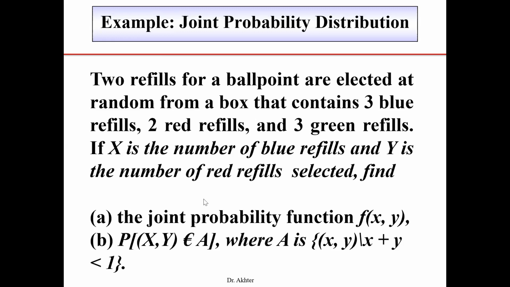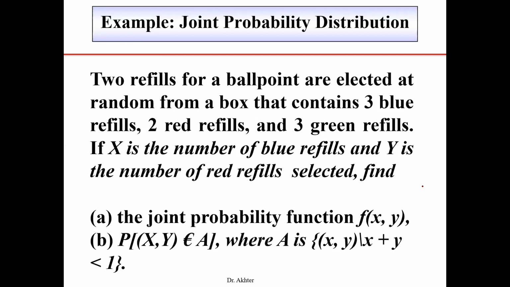You have to construct the joint probability distribution of the two variables. One variable is defined as x, the number of blue refills drawn, and y, the number of red refills selected. So x and y are the number of selected refills of the given colors. We have to find the joint distribution f(x, y), and then compute the probability that x plus y is less than 1.